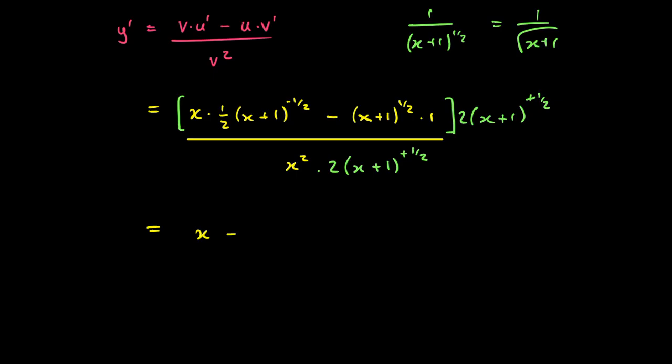If I multiply this by this, then x plus 1 to the power of a half times x plus 1 to the power of a half, these powers add up. So I've got a half plus a half, which is 1. So I end up with x plus 1 to the power of 1. And of course, I've still got the 2, so I multiply through by that. And on the bottom, this thing becomes 2x squared, x plus 1 to the power of a half.